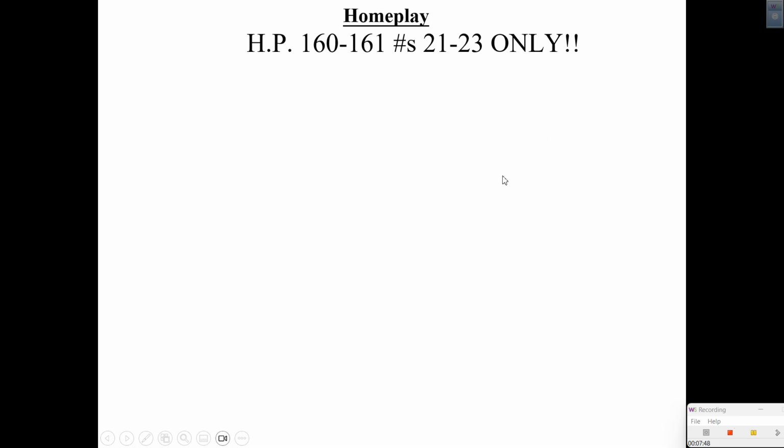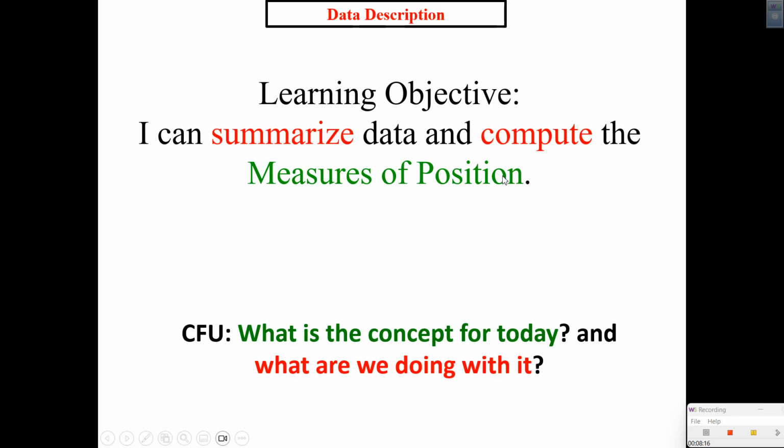All right, here we go. I can summarize data and compute the measures of position. By now we know what the measures of position are. Is that correct? Yes. But before we move on, remind your neighbor the 3 different measures we've covered so far. What are the 3 different measures so far?